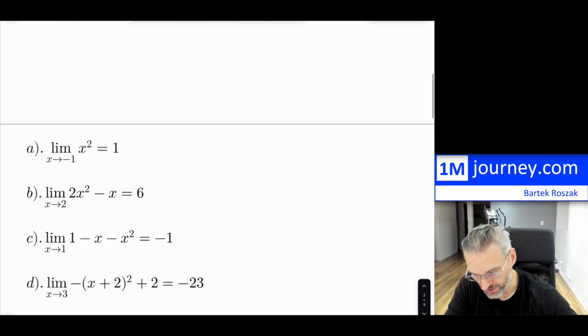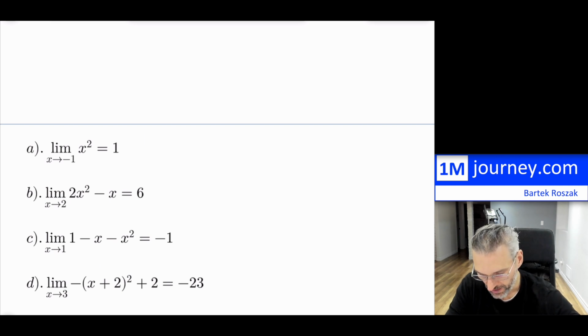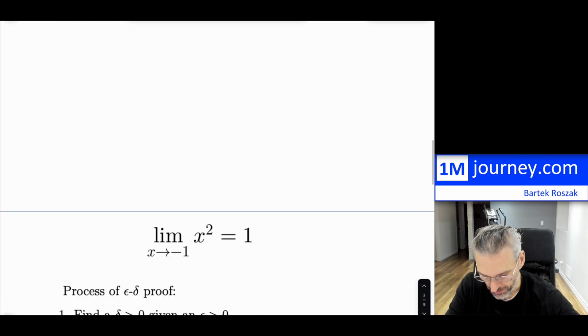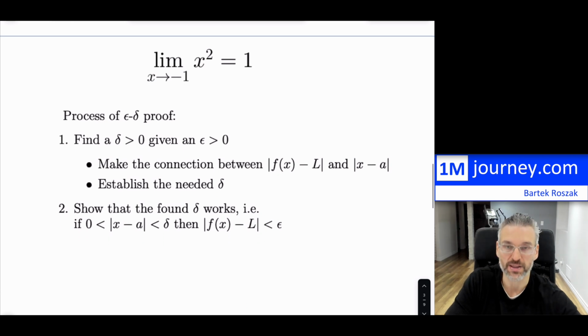So here's our first example. We're going to be taking a look at this one, and then we'll step through all of them. Now, as I'm doing the first example, I will do this one a little bit more formally, and then for all the other examples, I will just simply be finding the delta for you.